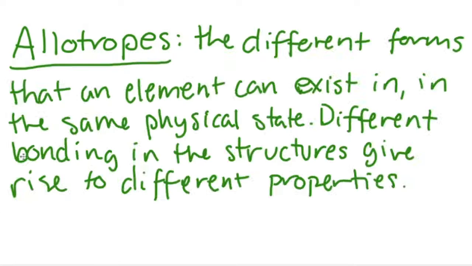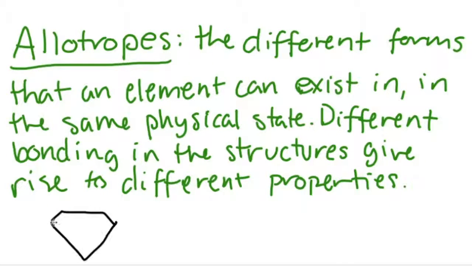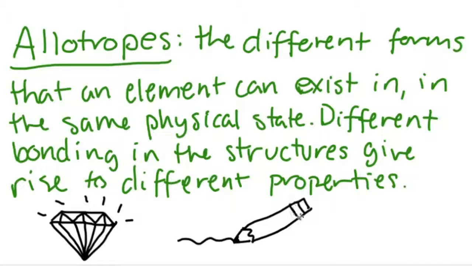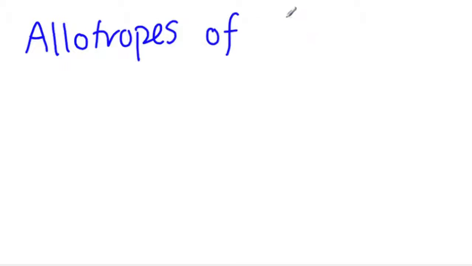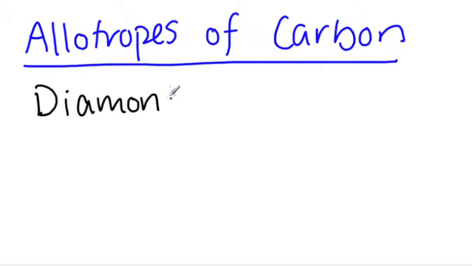An allotrope is the different forms that an element can exist in the same physical state. The different bonding in the structures give rise to different properties. For example, did you know that diamond and graphite are both forms of the element carbon? This means that carbon atoms bond differently to each other, so in one case they form a very hard crystal, and in the other they form a writing utensil.